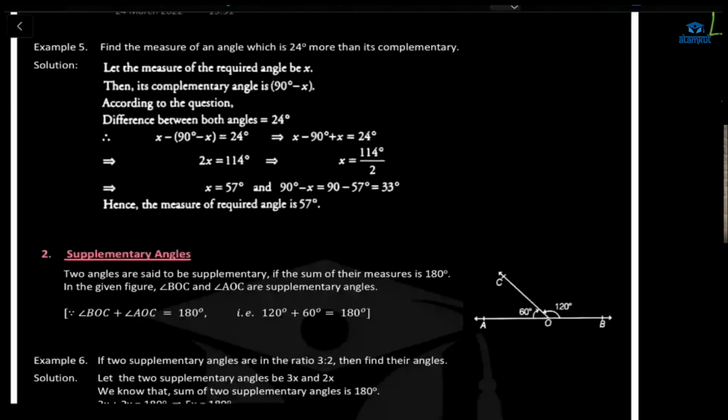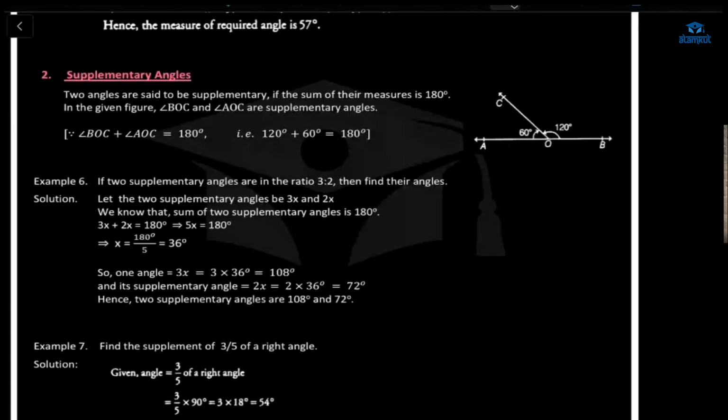Now let's come to the supplementary angles. As you already know, we are talking about a pair of angles, so we are going to take two angles. The sum of the two angles will always be 180. If the sum of two angles is 180 degrees, then they are supplementary angles. One can be greater and one can be less; that is not defined. The sum should just be 180 degrees.